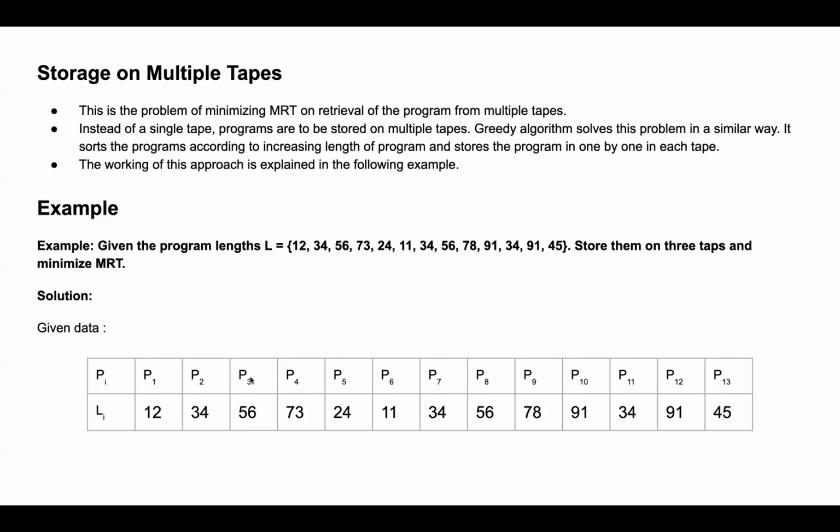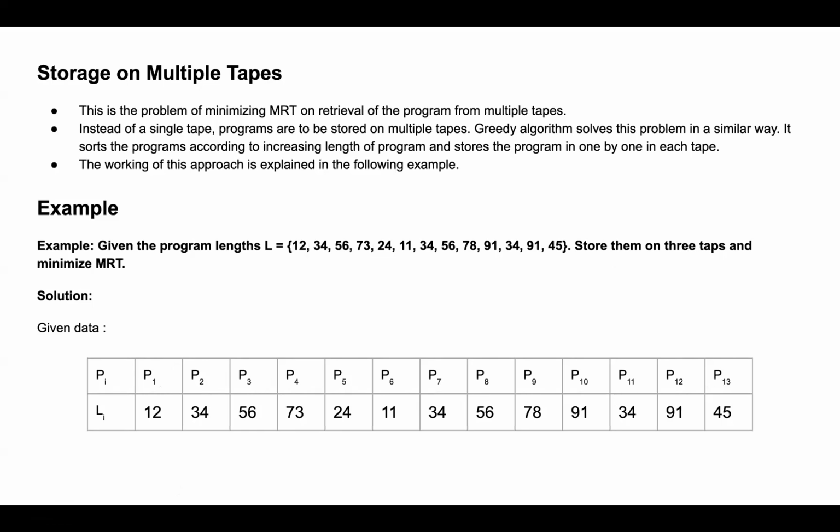In this slide, we can see the given data. PID denotes the programs and LID denotes their length. It is all the given data here. Given this set, store them on three tapes and minimize mean retrieval time. Here what we have to do is minimize the retrieval time. P1 is supposedly 12, P2 is 34, P3 is 56, P4 is 73, P5 is 24, and like that.